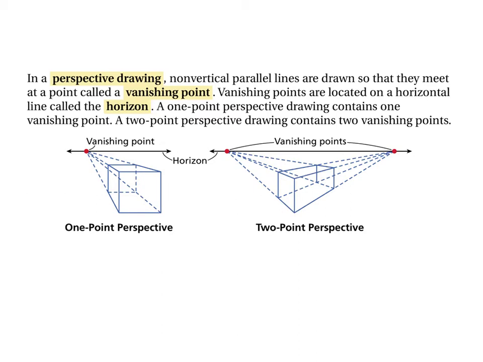In a perspective drawing, non-vertical parallel lines are drawn so that they meet at a point called a vanishing point. Vanishing points are located on a horizontal line called the horizon. So you'll notice here's the horizon. Here's another horizon. If we have a 1-point perspective, you're going to have 1 point with lines that connect the vertices. So a 1-point perspective drawing contains 1 vanishing point. A 2-point perspective, notice from the point we connect all of the vertices.